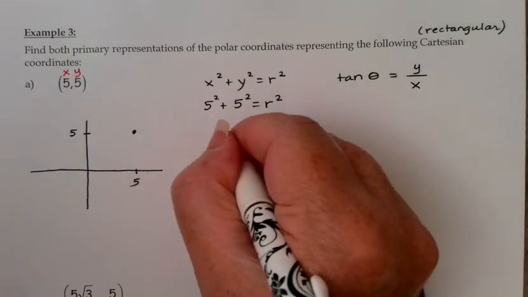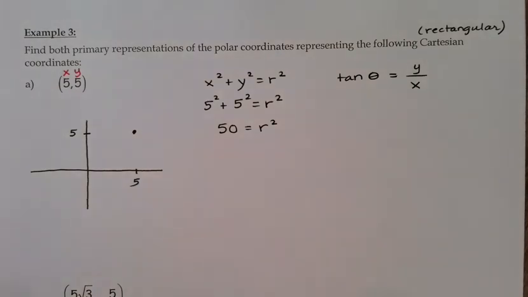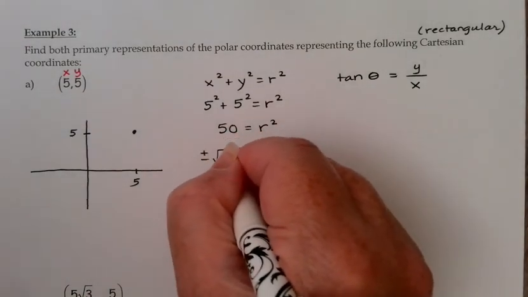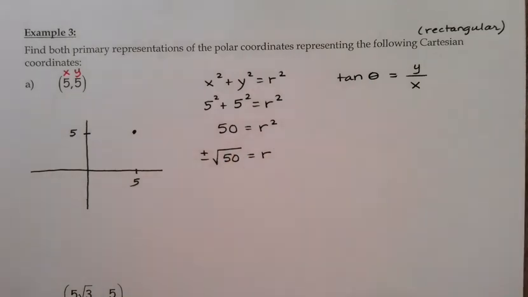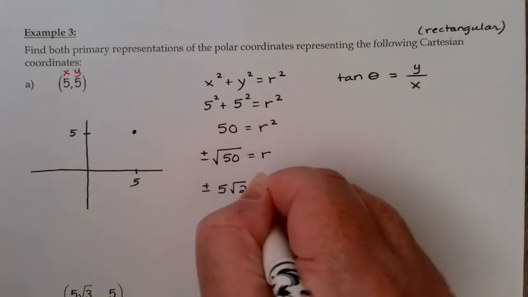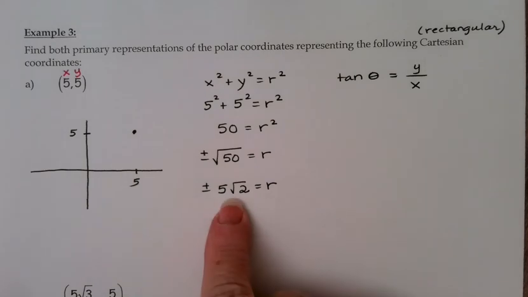25 and 25, so 50 for r squared. r would be plus or minus the square root of 50. What's that? Plus or minus 5 square root 2 for r. And notice that's normal, right? For our two primary representations, one has a positive r, the other one has a negative r, so no surprise.